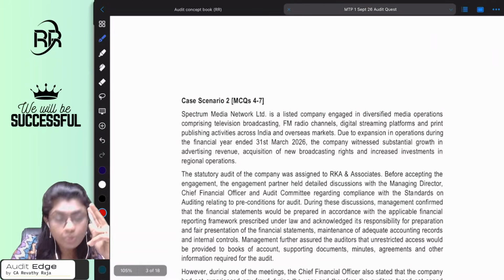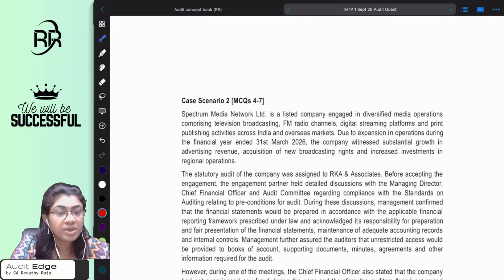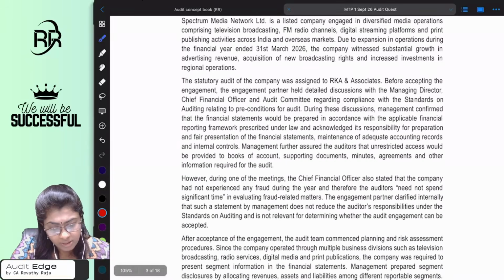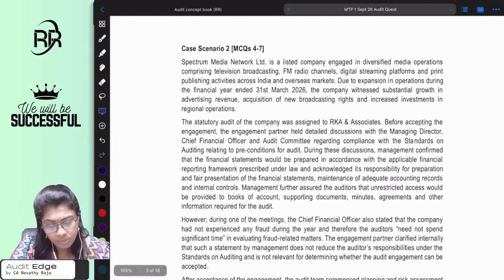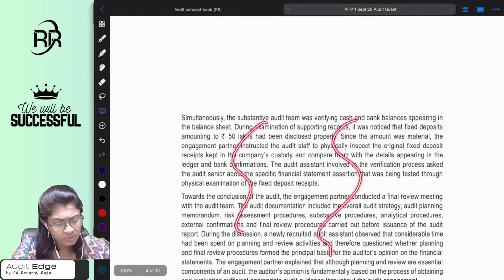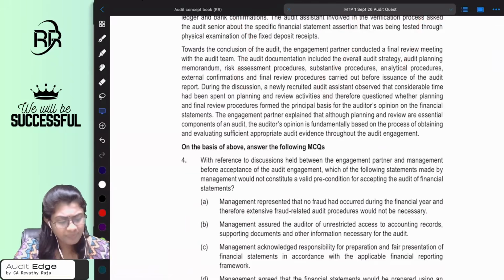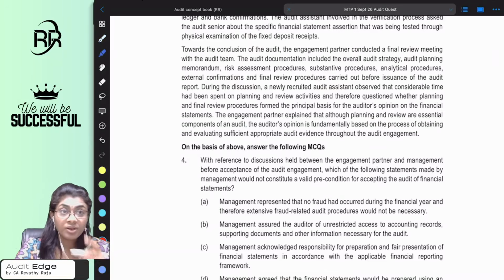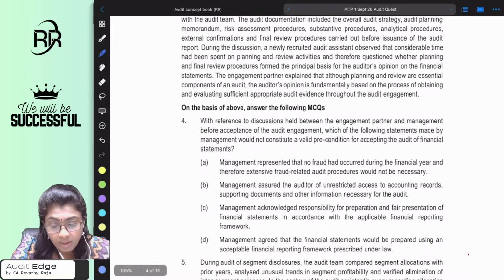Case scenario 2. Can you see case scenario 2? Okay, again, it's a very big case scenario, right? Watch out. It's a very big case scenario. Can we use that reverse technique itself? Come on. We'll go directly to the question and read back the relevant passage whenever needed. Don't forget the passage. Okay.